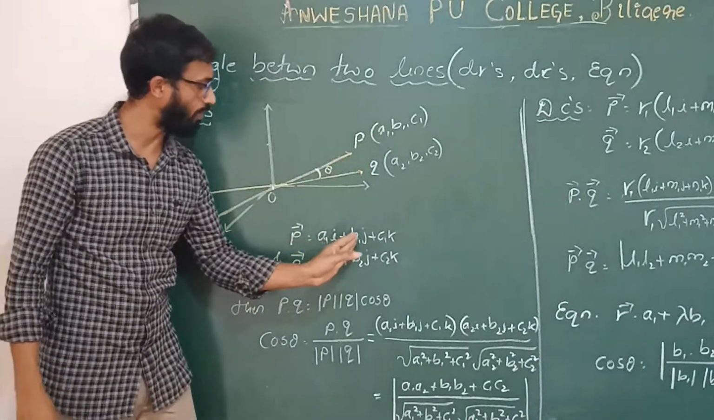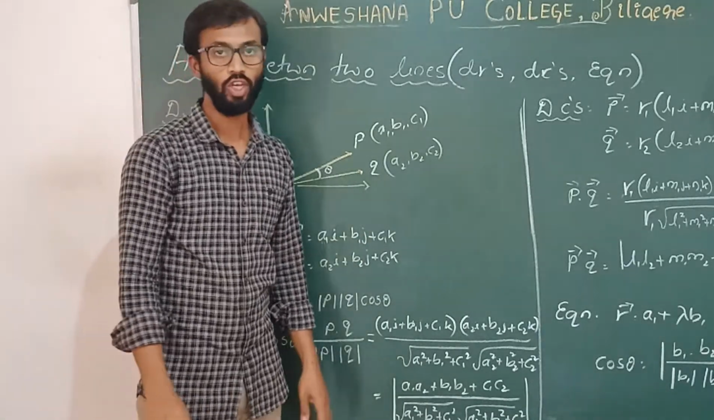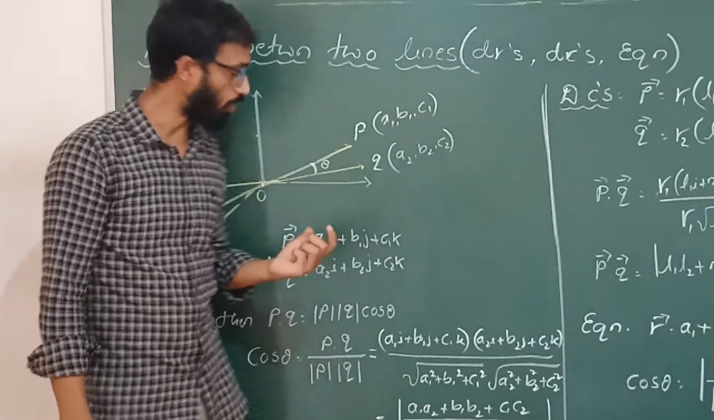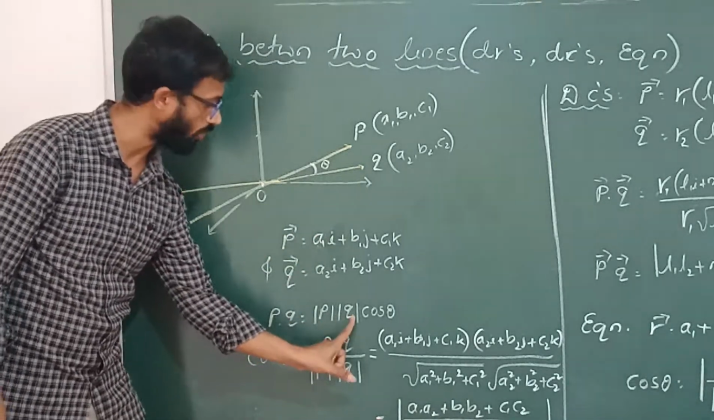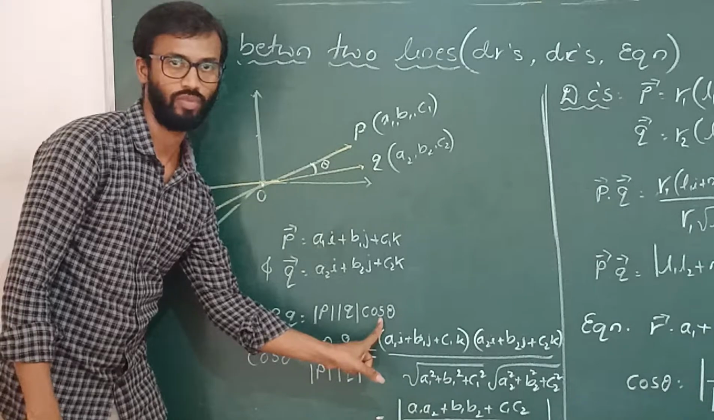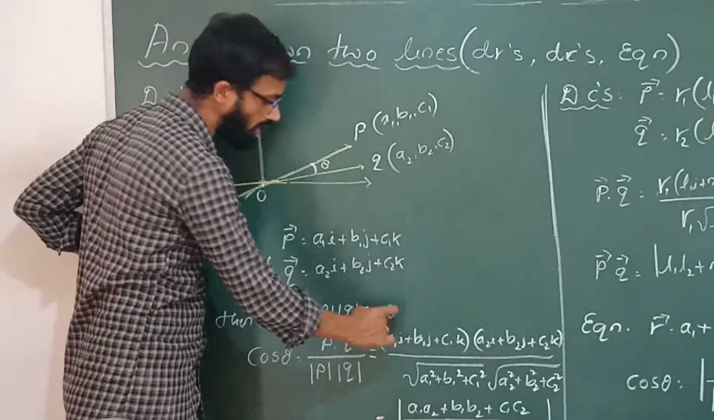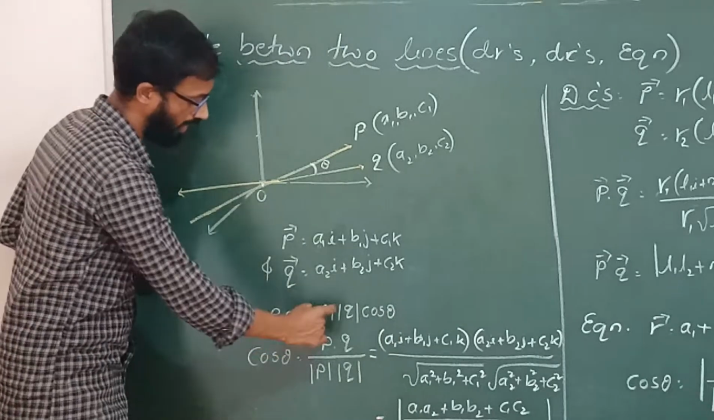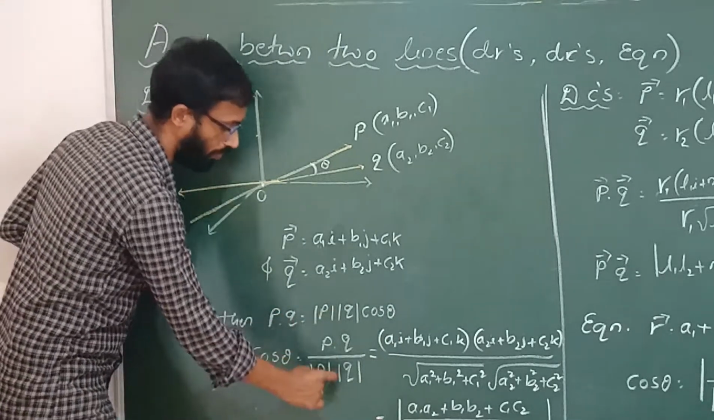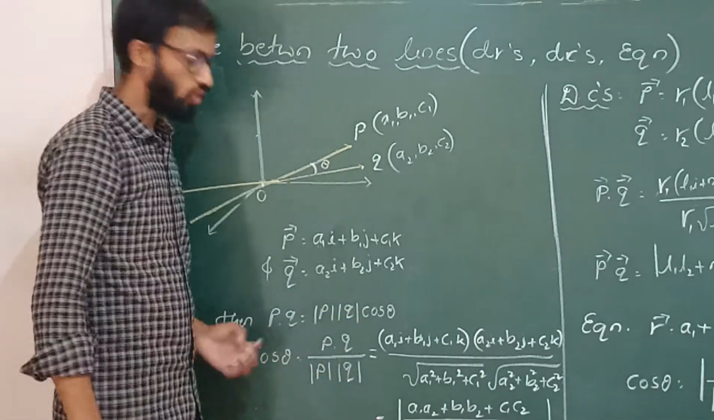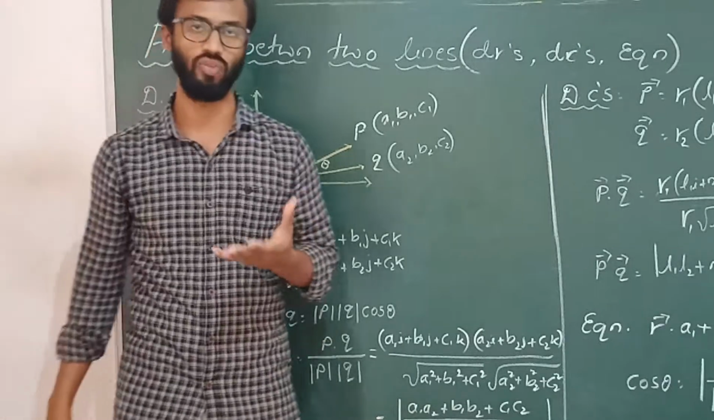Vector P is A1 i plus B1 j plus C1 k and vector Q is A2 i plus B2 j plus C2 k. So we know that the dot product of these both vectors is nothing but magnitude of P into magnitude of Q into cos theta. So cos theta is equal to P dot Q divided by magnitude of P into magnitude of Q.